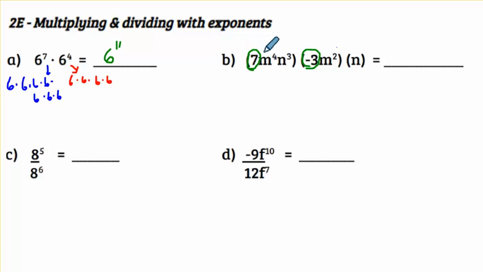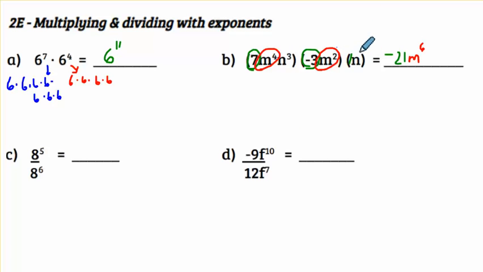So we just multiply them. This is 7 times -3. There's an understood 1 right here, but that doesn't really change anything. So when we multiply, we get -21. Okay? Then we can look at m to the 4th. I'm going to do these in different colors, and m to the 2nd. All right, well that would be m times m times m times m, so that's 4 of them, and another 2 of them, which makes 6 of them. So that's m to the 6th power. Remember, we're just adding those exponents.